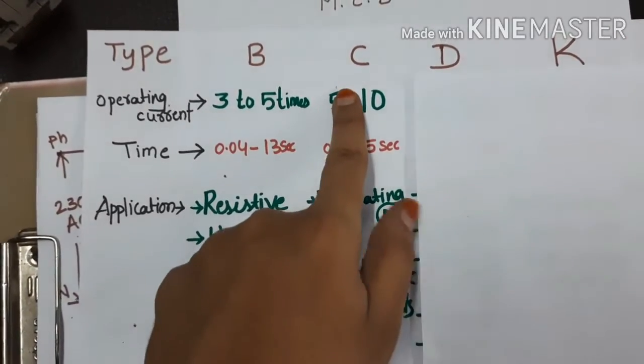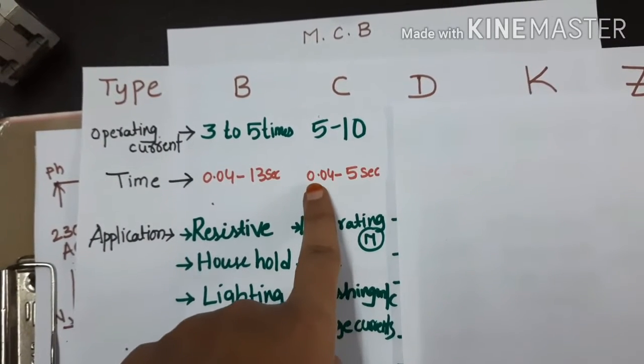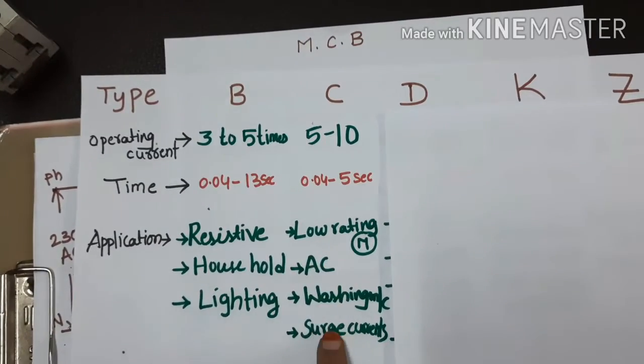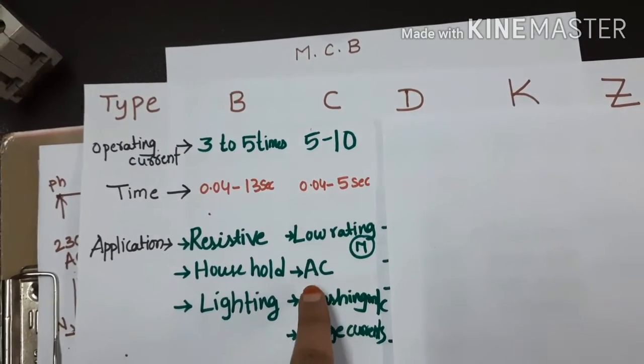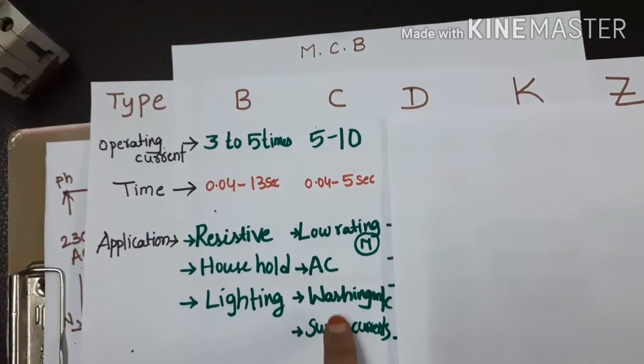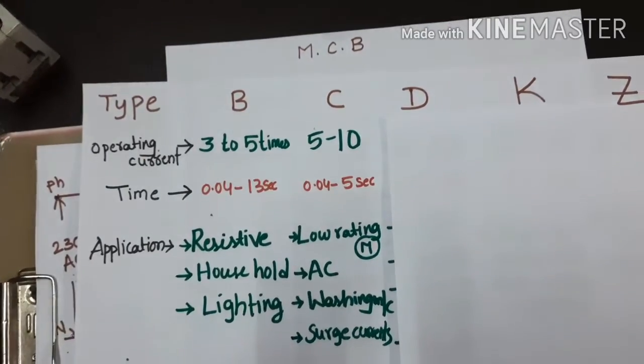Type C MCB. Its operating current is 5 to 10 times the nominal current. Operating time is 0.04 to 5 seconds. The applications are low rating motors and AC units, washing machines, surge current applications.